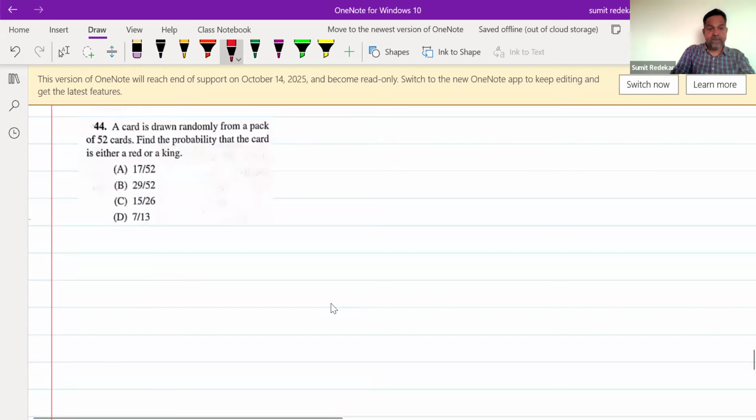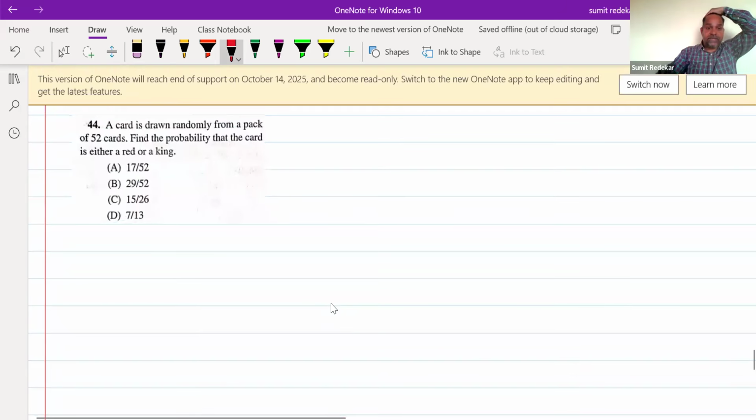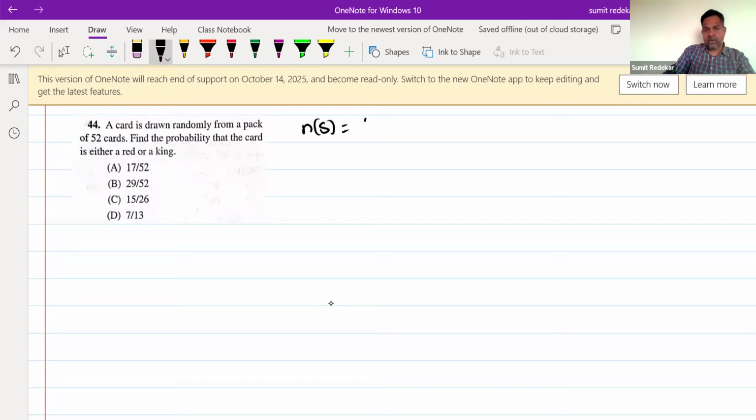A card is drawn randomly from a pack of 52 cards. The probability that the card is either a red or a king, red चलेगा या king चलेगा? A very good question. A card is drawn, तो अगर सैंपल स्पेस की बात करो तो 52 में से एक कार्ड, which is 52 choices. Find the probability that the card is either red or a king. रेड चलेगा या फिर किंग चलेगा?